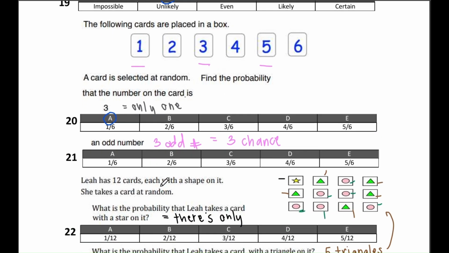Question number 21. Using the same 6 cards, find the probability that the number on the card is an odd number. Our options are A, 1/6, B, 2/6, C, 3/6, D, 4/6, and E, 5/6. The answer is option C, 3/6. The odd numbers from that set are 1, 3, and 5. That means there are 3 odd numbers out of 6 possible.